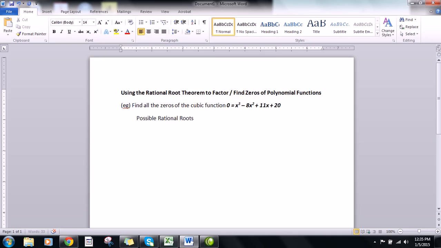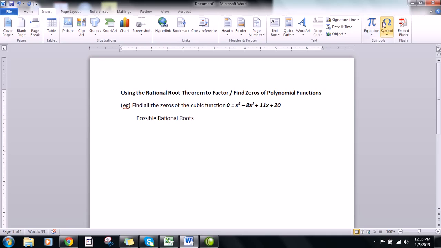So the possible rational roots are going to be plus or minus all the divisors of 20, which is 1, 2, 4, 5, 10, 20, divided by, those are all the possible p's, right? All the p's, which are divisors of 20, the constant, over all the q's, which are divisors of the leading coefficient. Now, the nice thing is the leading coefficient is 1, so that's easy, right?